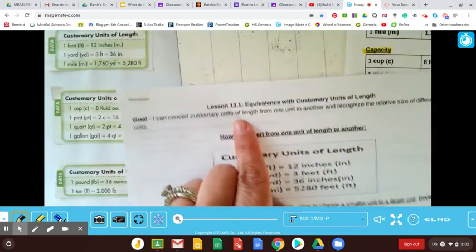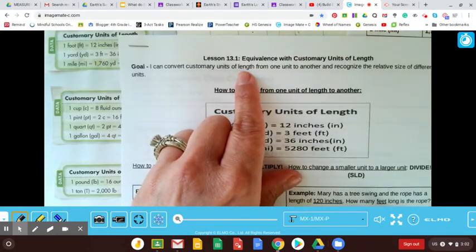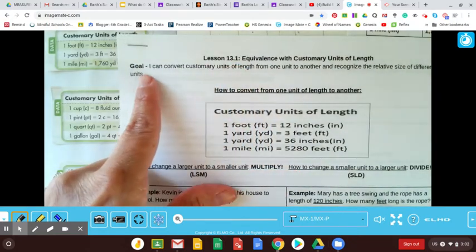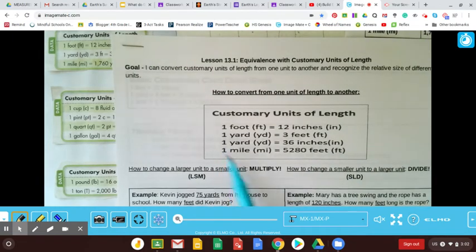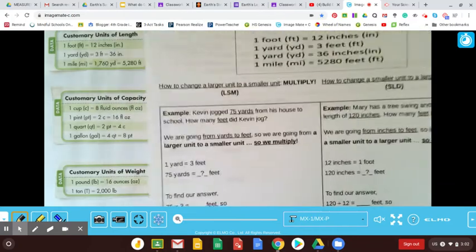All right, let's get started with our guided notes for today. We are on lesson 13.1, and our goal is to convert customary units of length from one unit to another, also recognizing the relative size of different units. Okay, here's another cheat sheet up here. We can look at that.